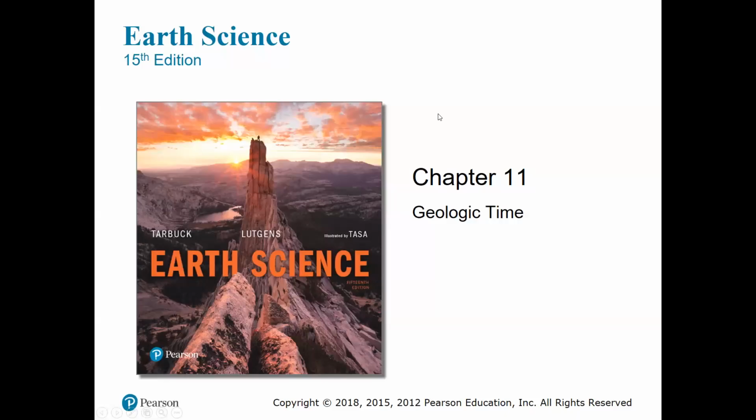In chapter 11, we move to a unit on deciphering Earth's history. So, in this unit, we're going to focus on looking at how old the Earth is, how we understand that. We'll look at fossils and fossil distribution, and then we'll look at specific instances or specific areas where we can get a close up view of rock layers and what they can tell us about the history of the Earth.